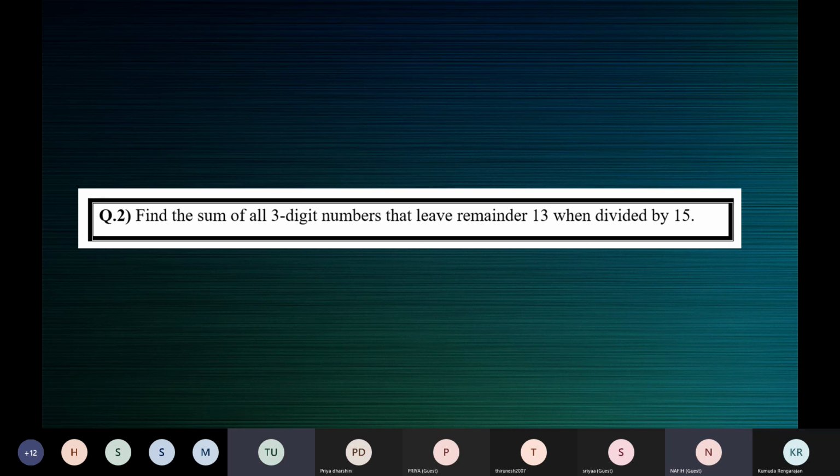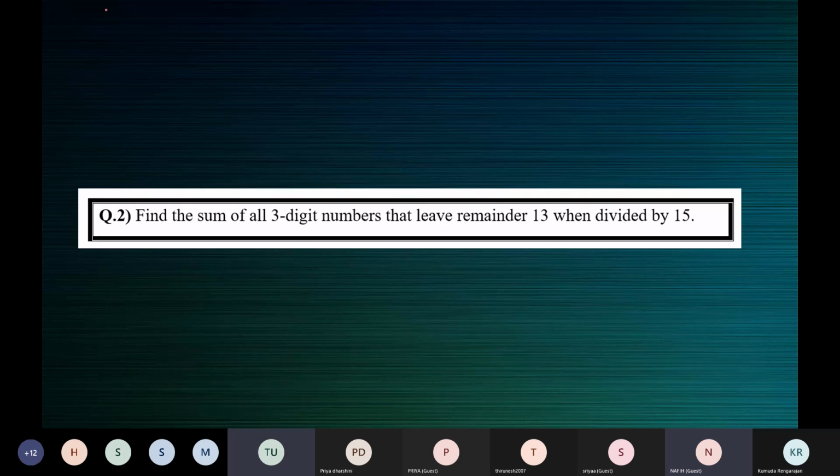103, 118, 133. 103, ma'am. No, I want the AP of all the 3-digit numbers divisible by 15. How 103? That leaves remainder 13. No, Arnav, I'm asking the AP of all 3-digit numbers that are exactly divisible by 15.